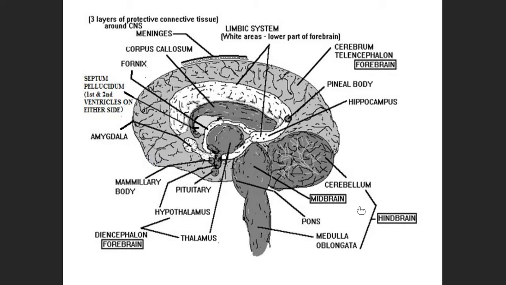And then finally, you have the hindbrain. Now, the hindbrain is your cerebellum, this area here, and your medulla, this part, the medulla oblongata. And then you have your pons, which is this little bumpy area right there. Okay. Let's start with the pons now.